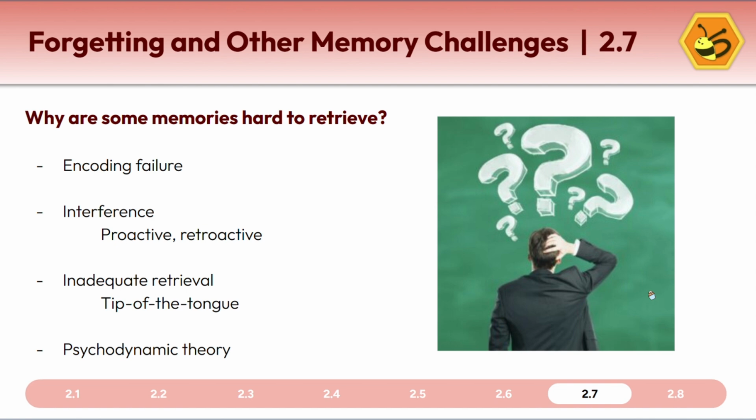So, an example of proactive interference, let's say you started a new job and you have your old boss's name and you have your new boss's name. Proactive interference would be like you accidentally calling your new boss your old boss's name. And then retroactive interference would be like when you're struggling to remember your new boss's name because you keep thinking of your old boss's name.